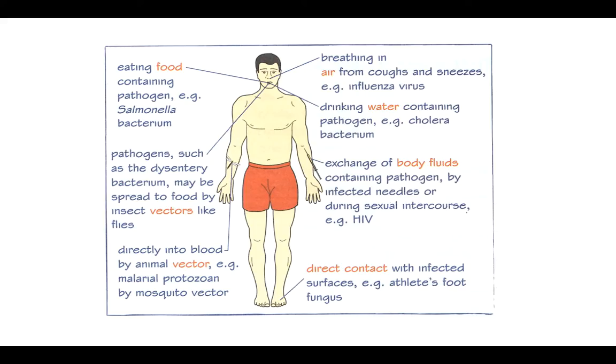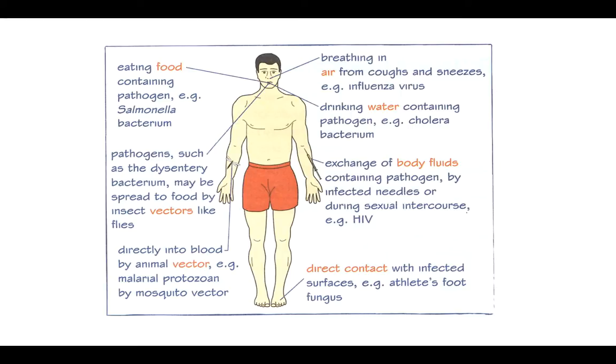Now, rather than me trying to draw this out, I've literally nicked a picture out of a book. Okay? So if we have a look at this, these are some different ways in which pathogens can get into your body. When we eat food, there can be a pathogen on the food, such as salmonella. The salmonella is a bacterium, it's a pathogen, it's a microorganism that causes disease. That can be on food, in things like chicken. When we eat it, it gets inside our body.